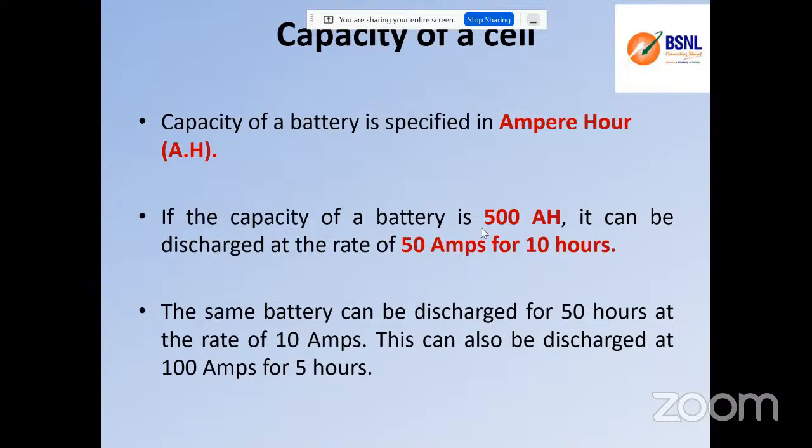So otherwise 50 ampere into 10 hours is nothing but 500 AH. That's it. So this is the simplest formula. So the same battery, if I'm increasing the current or reducing the current, the durations will change accordingly. The same battery can be discharged for 50 hours if I'm drawing only 10 amperes.